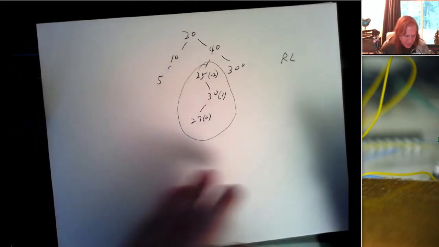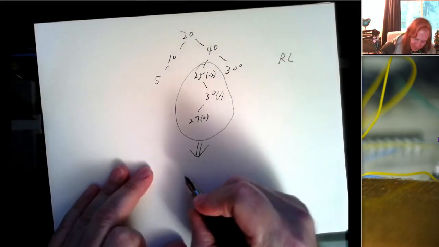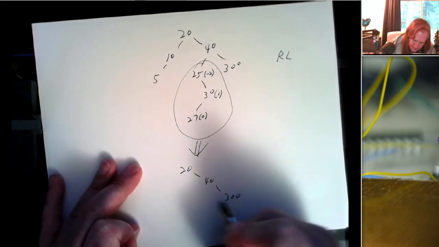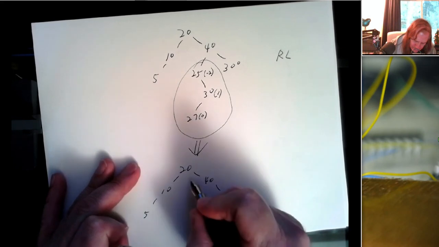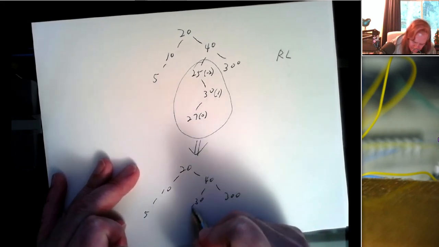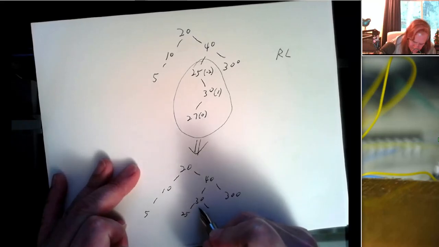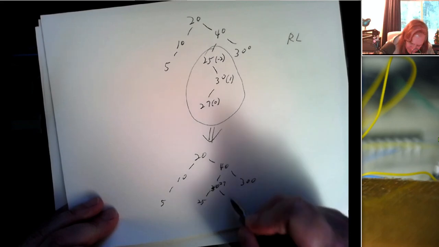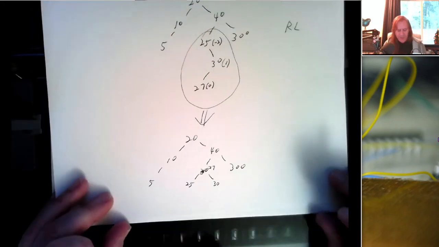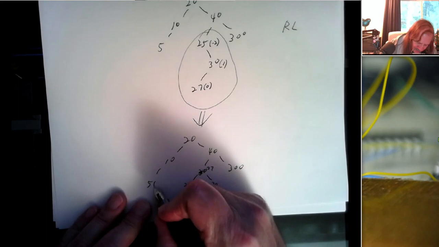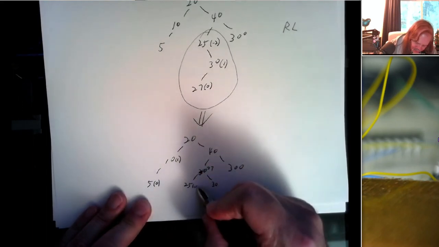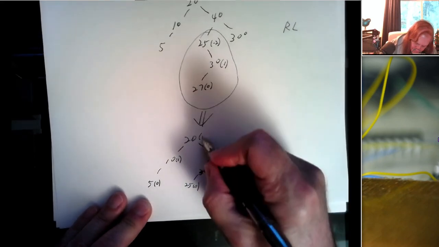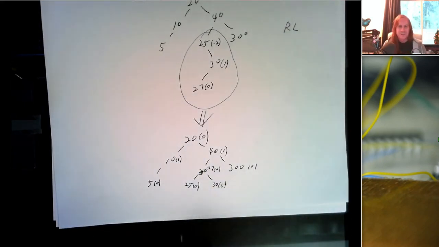So after doing our right-left and our right-right, we end up with the following. Sorry, the root is 27, and then the right child is 30, and there's our balanced tree. So final balance factor calculations, right? Everything is perfectly balanced.